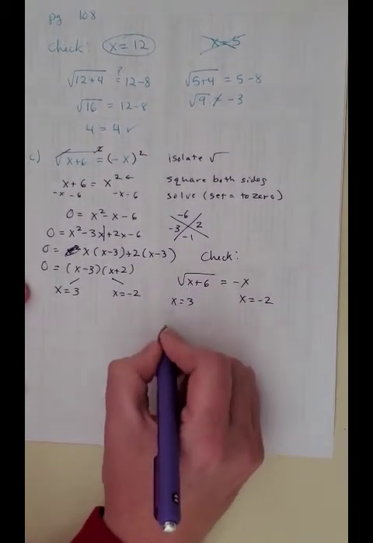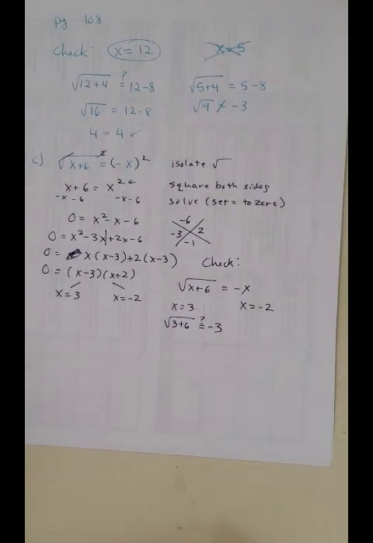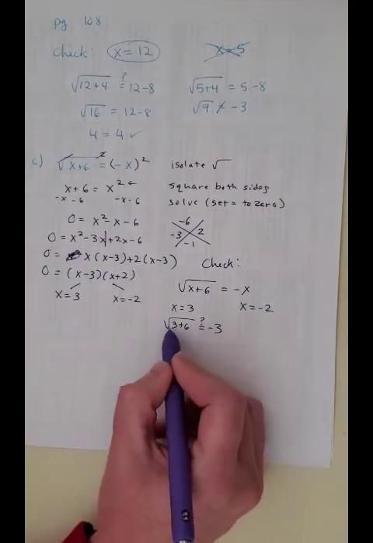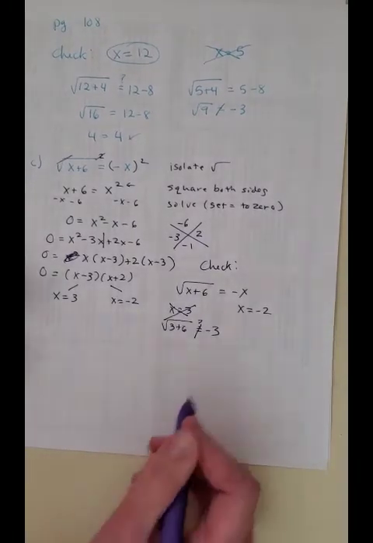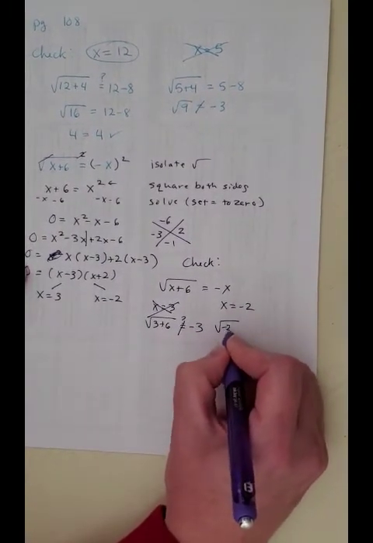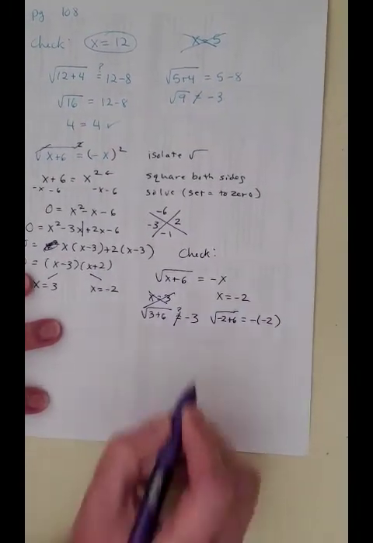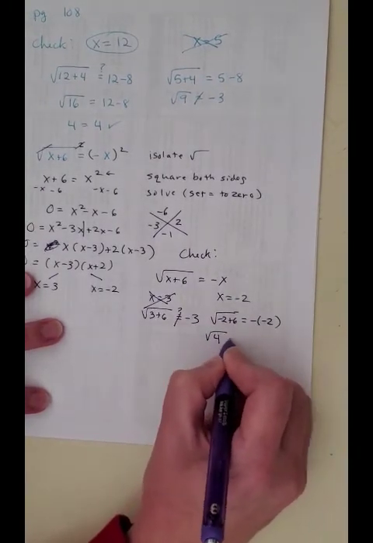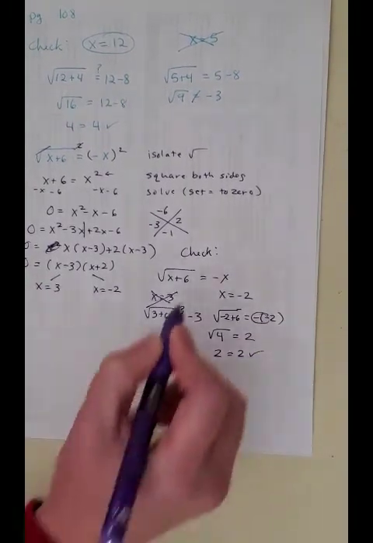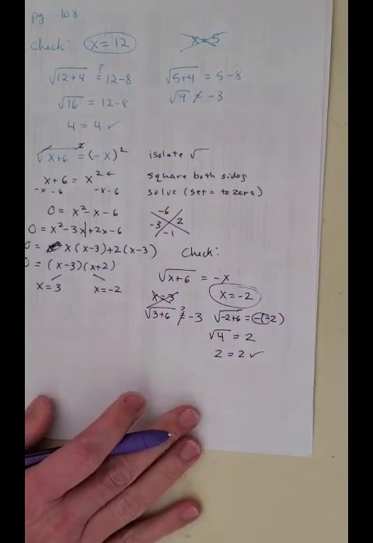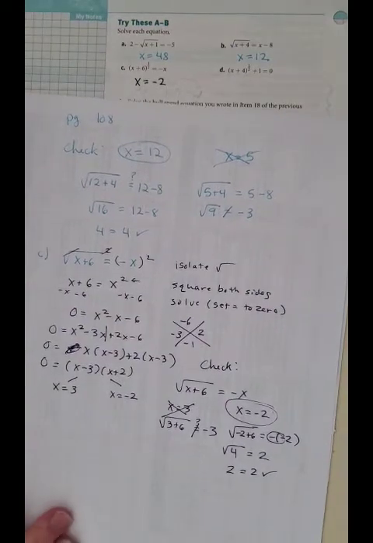So when I substitute in 3 here, I get square root of 3 plus 6 is equal to negative 3, and I'm going to stop right there. When I have a square root equal to a negative, this cannot happen, so this is going to be an extraneous solution. I will check my other solution. Square root of negative 2 plus 6 is equal to negative negative 2. So this will be square root of 4 is equal to, this becomes positive 2, and 2 is equal to 2. Check, that is true. So our one valid solution is x equals negative 2. So x equals negative 2 is the solution you should have gotten.